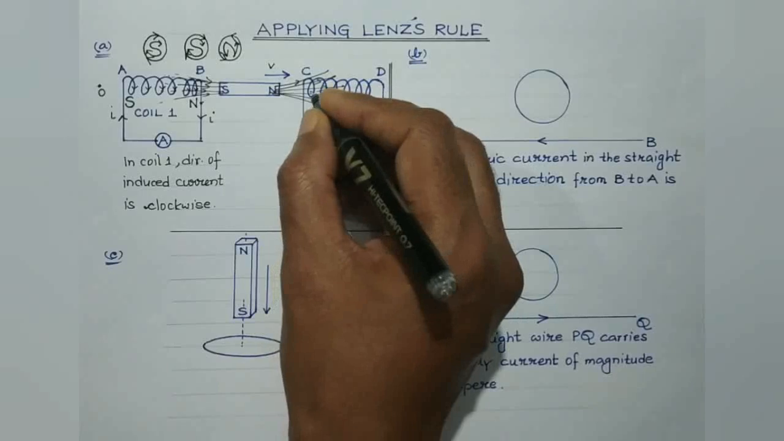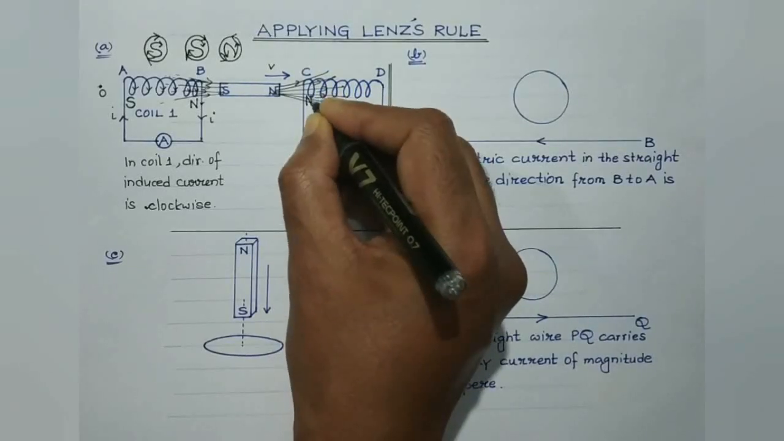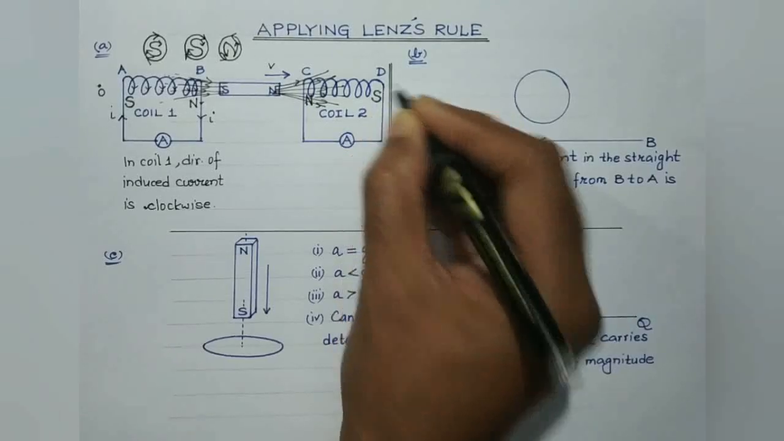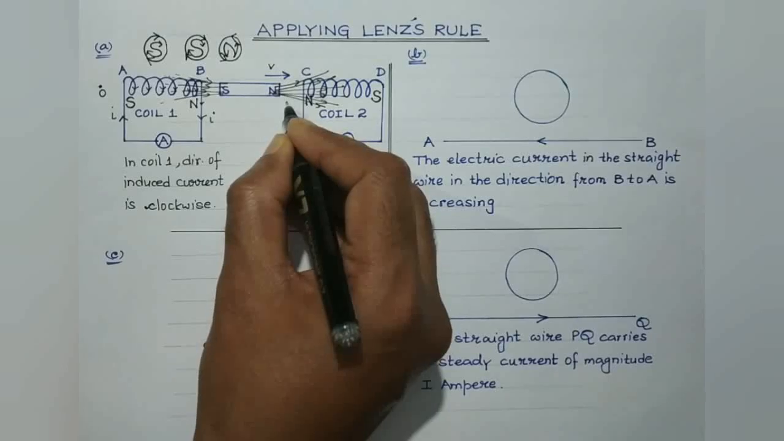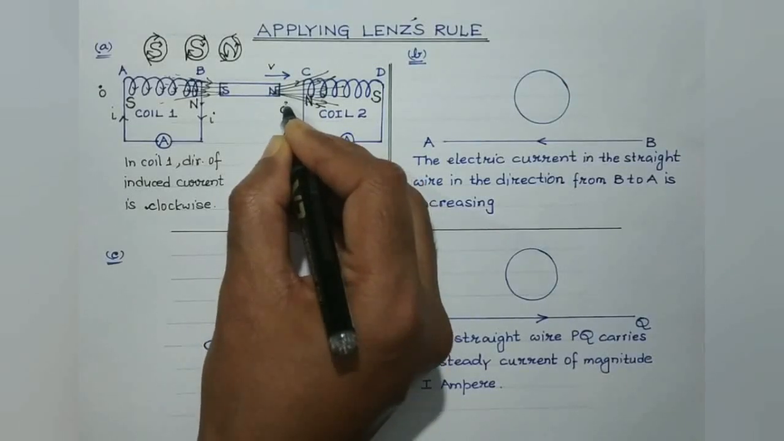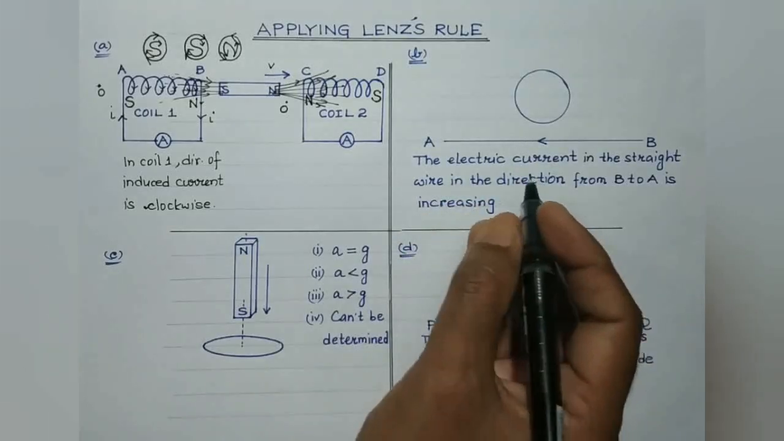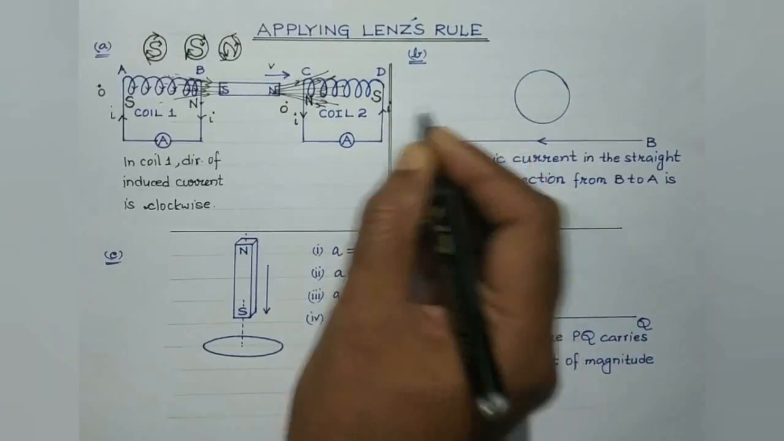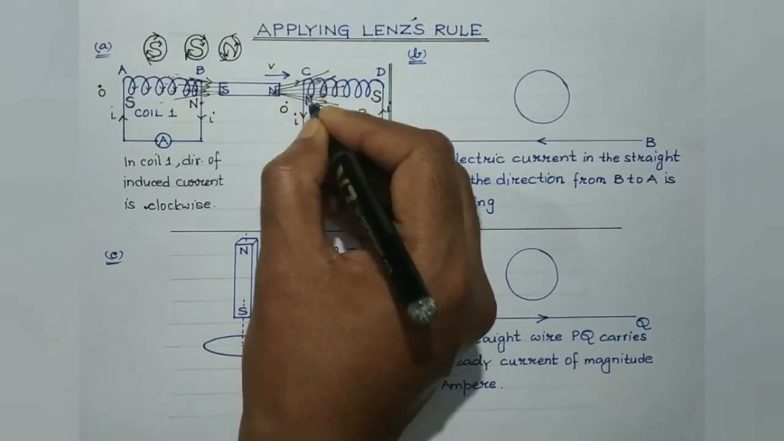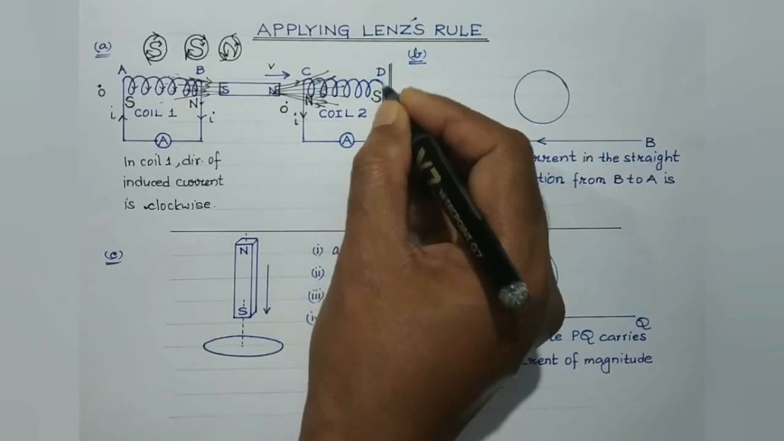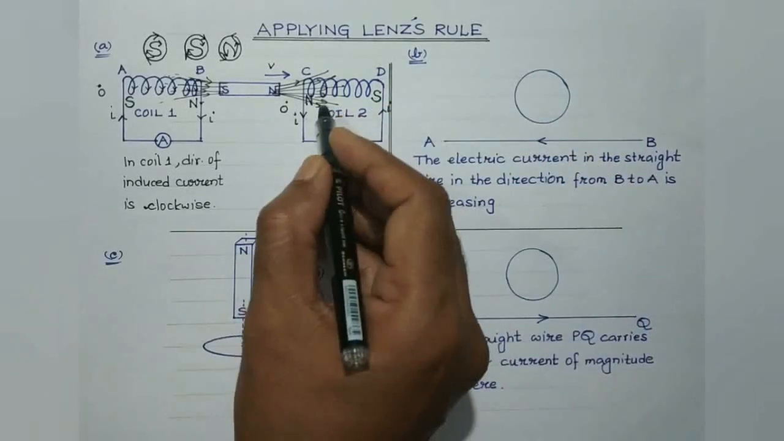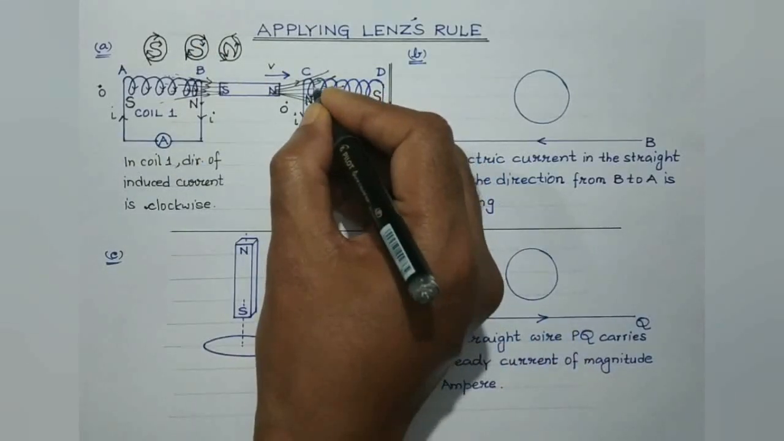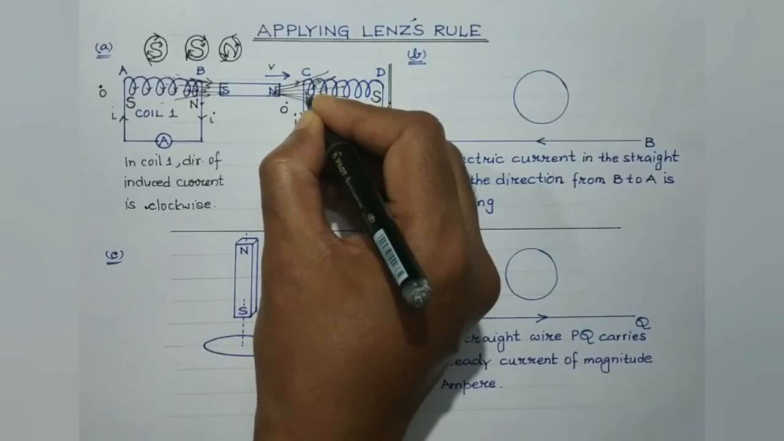And that is feasible only when this end of the coil 2 acquires north polarity while this end of the coil acquires south polarity. So when seen from this end, this is the observation point, when seen from this end of coil 2, it will appear as if the induced current is flowing in the anti-clockwise direction. This end is the north polarity, and this end of coil 2 will acquire south polarity. So north means that current must be flowing in the anti-clockwise direction, right? So it will be like this, anti-clockwise.